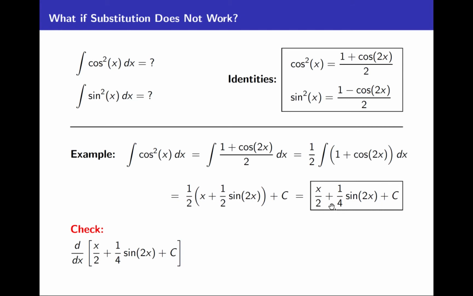If you're unsure about this, you can check it. You can differentiate your answer, and let's see if we get cosine squared x back. Using familiar derivative rules, we get 1/2 plus 1/4 cosine 2x times 2, and that simplifies to 1 plus cosine 2x over 2, and that's cosine squared x. So we differentiated the answer, we got our integrand back, so we did it right. It checks back.